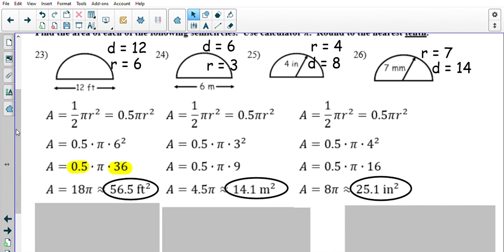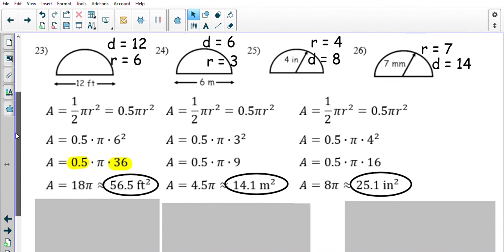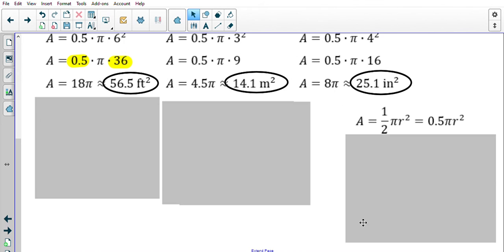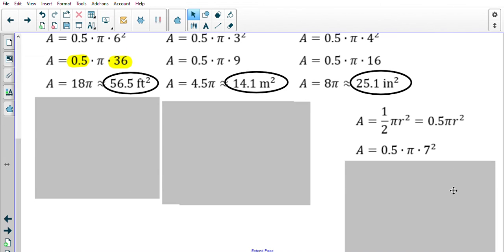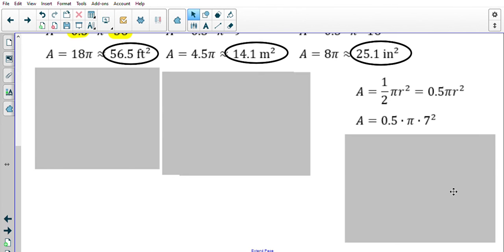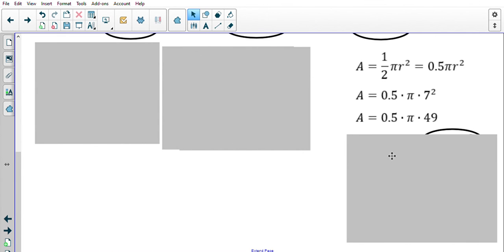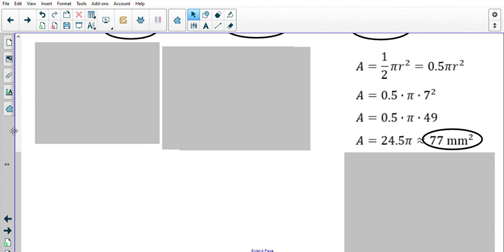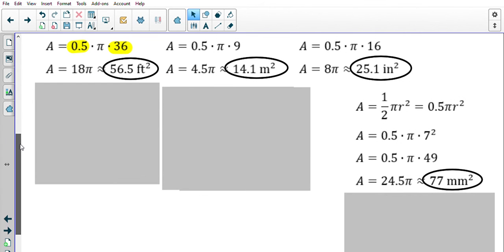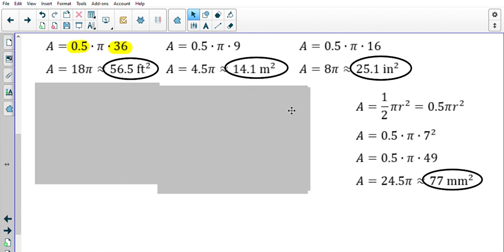And finally, number 26, because this is already a very long video, we've got our radius of 7. So we're going to take half times pi times r squared. R is going to be 7. So 0.5 times pi times 7 squared. 7 squared is 49. Half of 49 is 24.5. So we get an answer of 24.5 pi, which is about 77 millimeters squared.